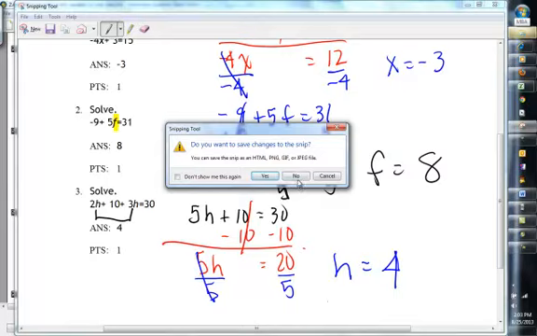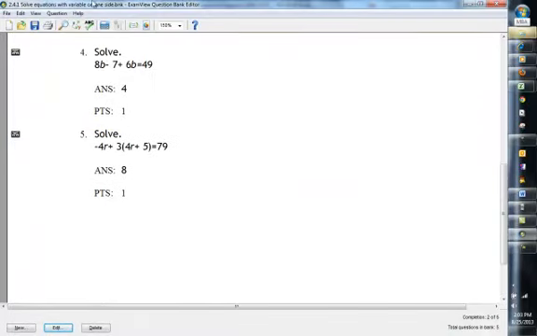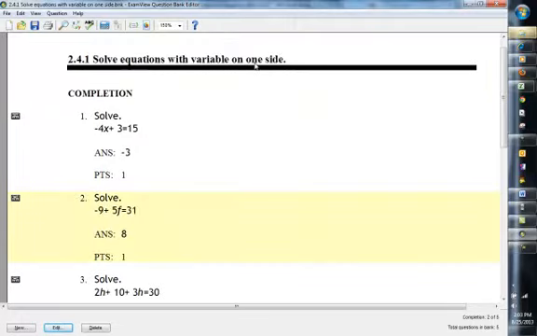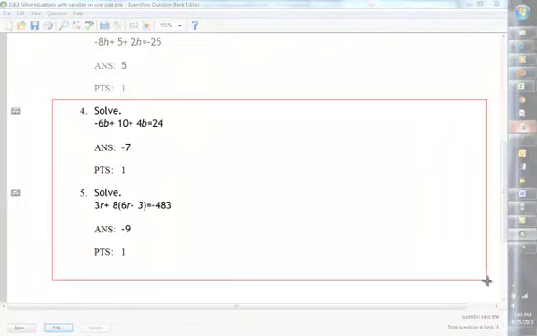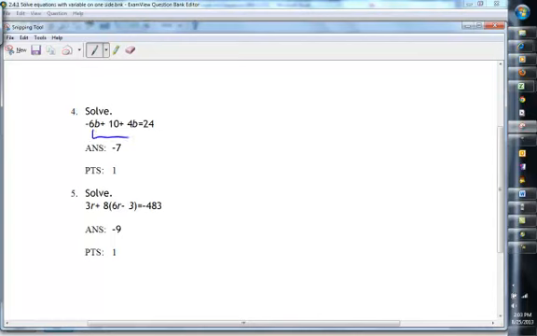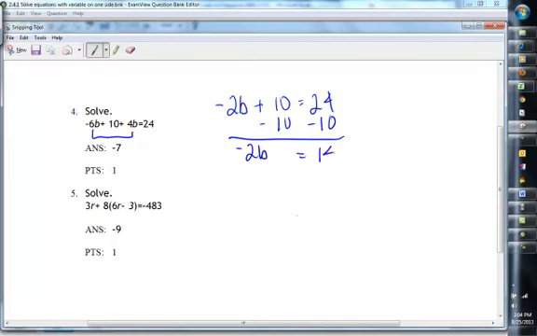Next problems, number 4 and 5. Okay, we've got combining like terms first. We get negative 2b, because negative 6b plus 4b is negative 2b, plus 10 is 24. Subtract 10 from each side, and we get negative 2b is 14. Divide both sides by negative 2. The negative 2's cancel, and so we get b equals 14 divided by negative 2 is negative 7.